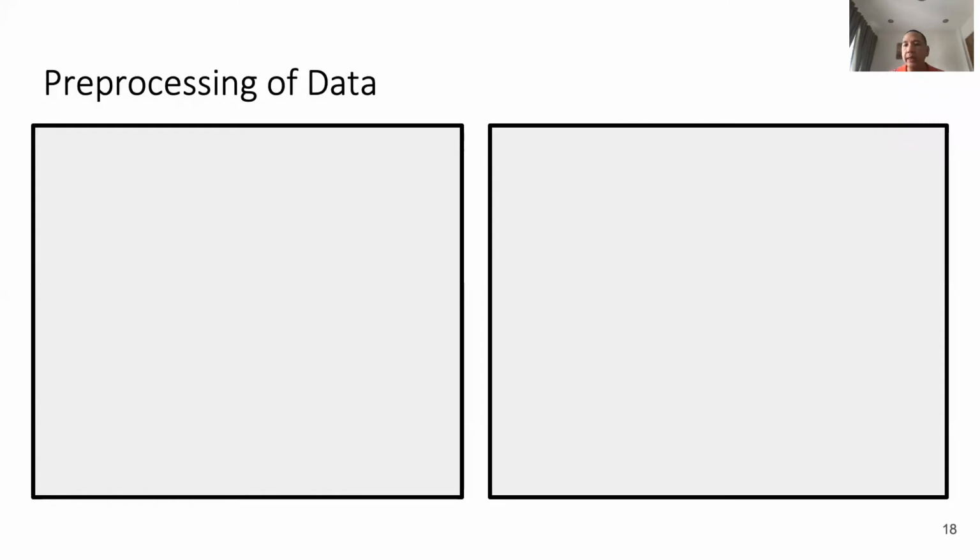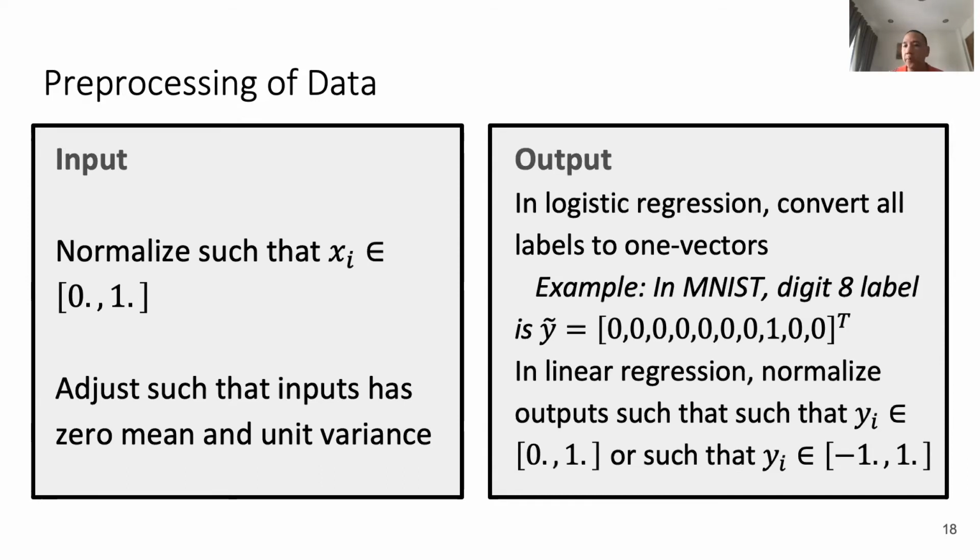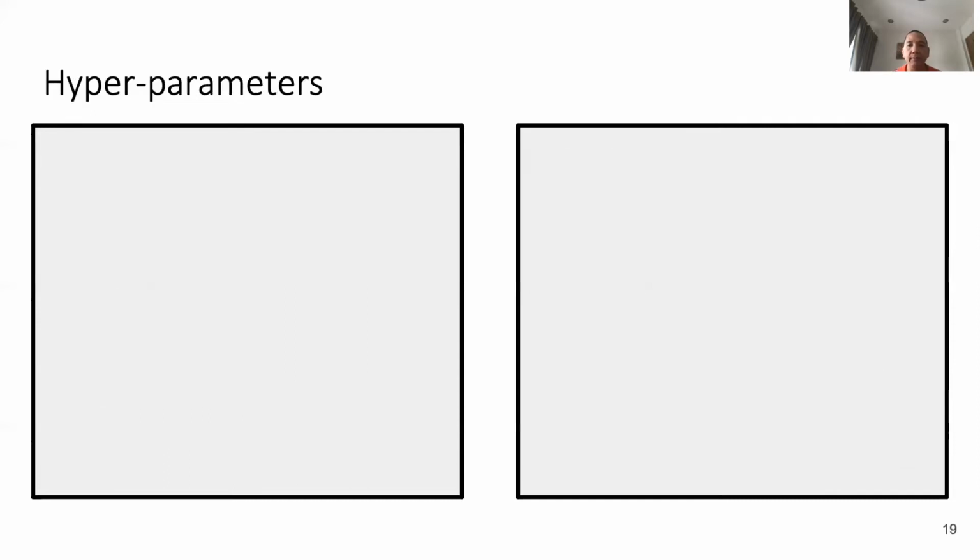Some important data preprocessing steps help the model converge. For input, it is recommended to normalize in the range of 0 to 1 or -1 to 1. It is also recommended to shift the mean to 0 and push the variance to 1. For output, convert numeric labels to 1-hot vectors. For linear regression, it is recommended to normalize outputs to the range of 0 to 1 or -1 to 1.